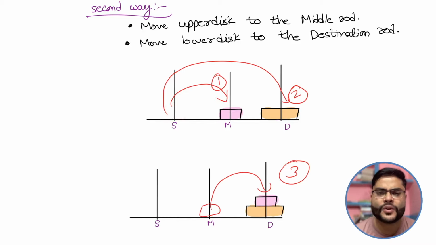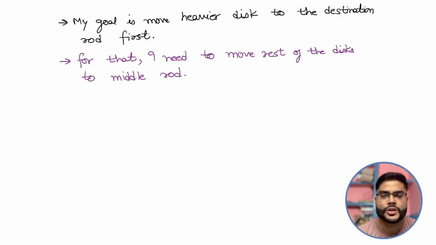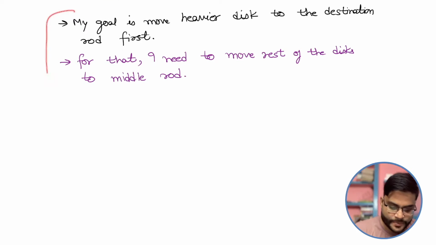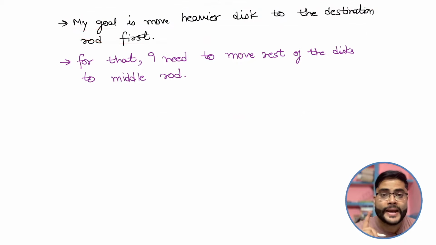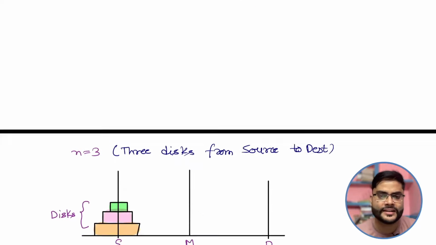So if I make a goal that I will move my heaviest disk first to my destination node, just keep these things in mind. My goal is to move the heavier disk to the destination node first, and for that I need to move the rest of the disks to the middle rod.